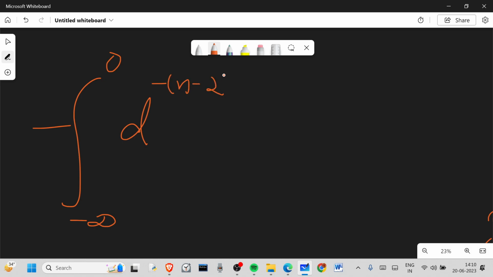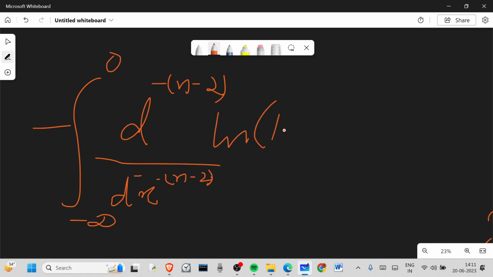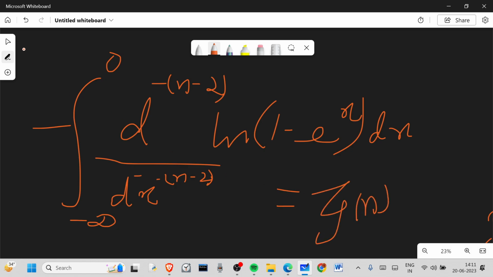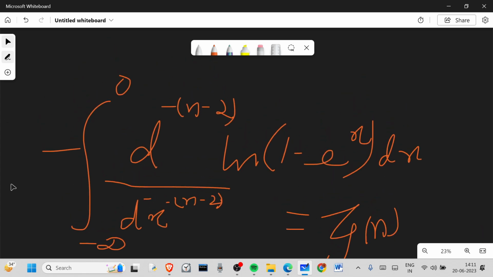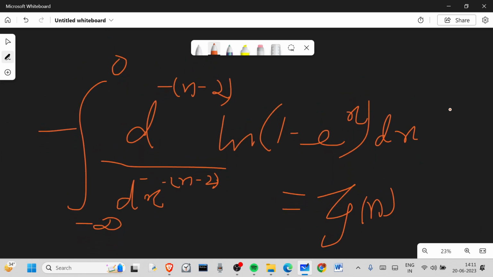Like basically, let me write it neatly: negative of integral minus infinity to 0 d to the power minus n minus 2 by dx to the power minus n minus 2 of ln of 1 minus e to the power x. I should write dx, and that is zeta at n, and you can easily see it in the analogous way you have seen it for zeta at 2 and zeta at 3.